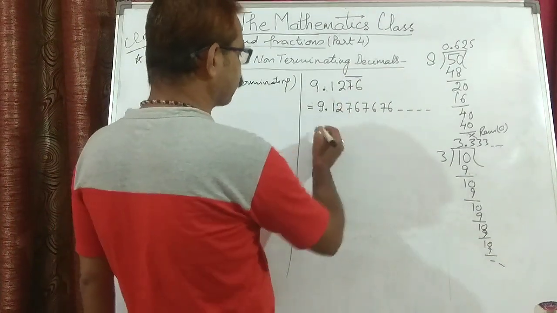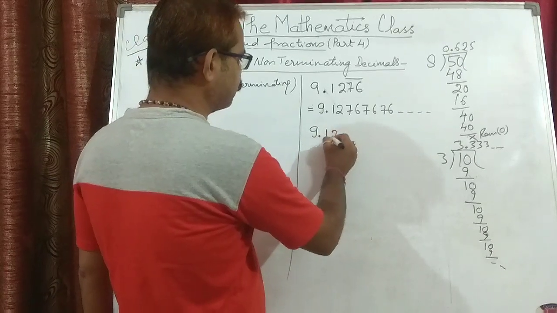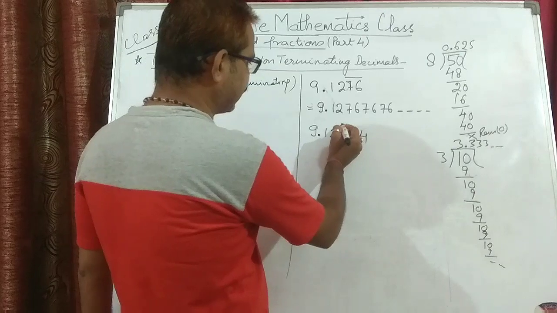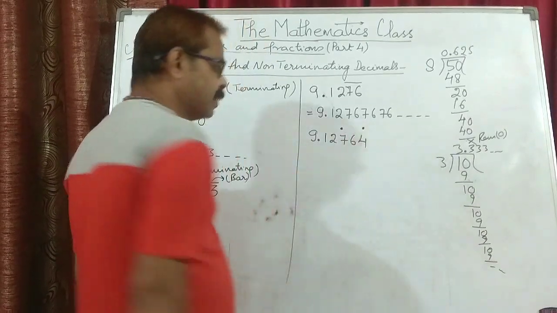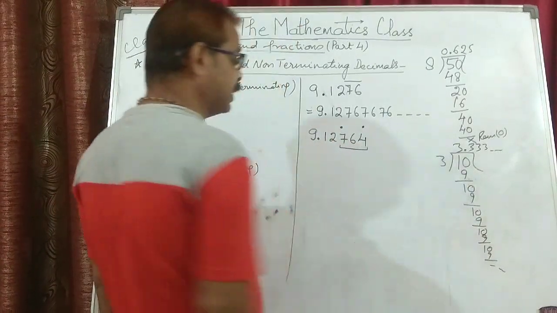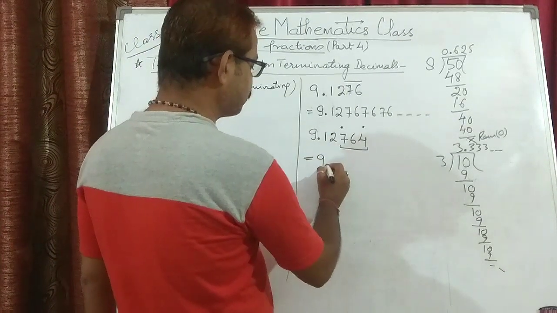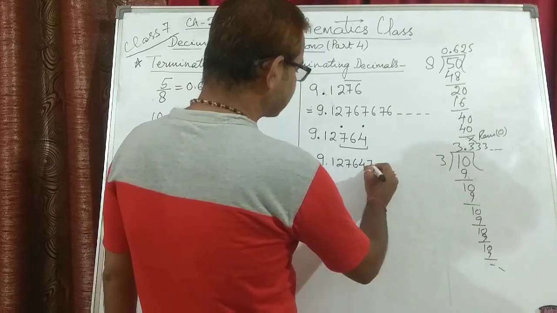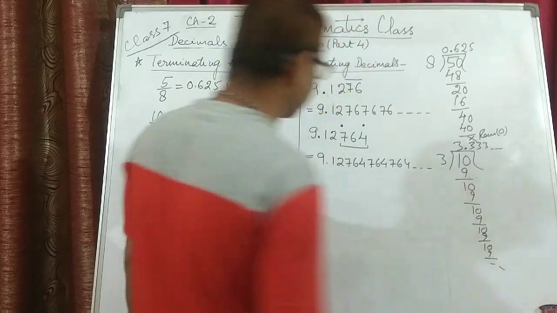Suppose there is one more way to write. Suppose I say 9.12764 and place a dot on 7 and 4. It means that these three numbers are continuously repeating. This means 9.12764, 764, 764 and so on.